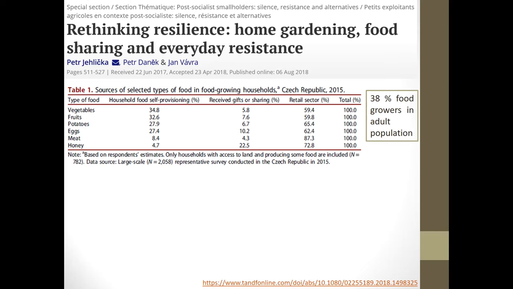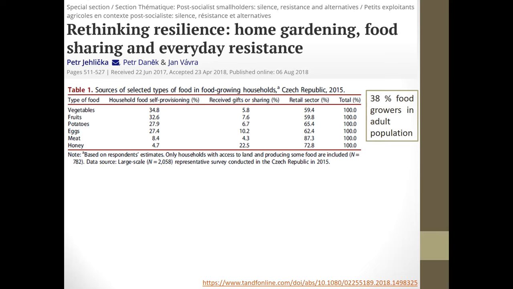The first column says how much of the food consumed in the household throughout the whole year is self-produced. We see it's over one quarter and even over one third in the households of food growers. So those households growing food are able to produce on average over one quarter or over one third of their fruit and vegetables.